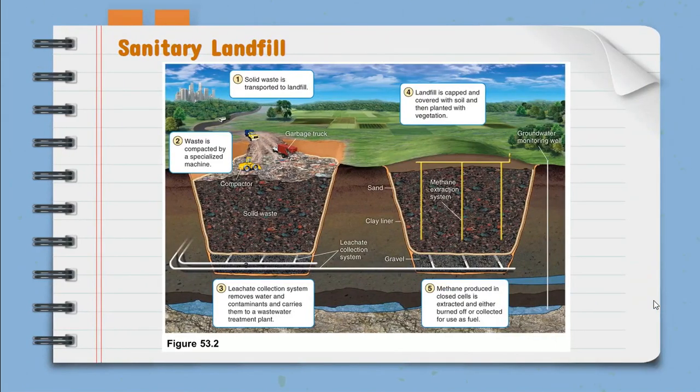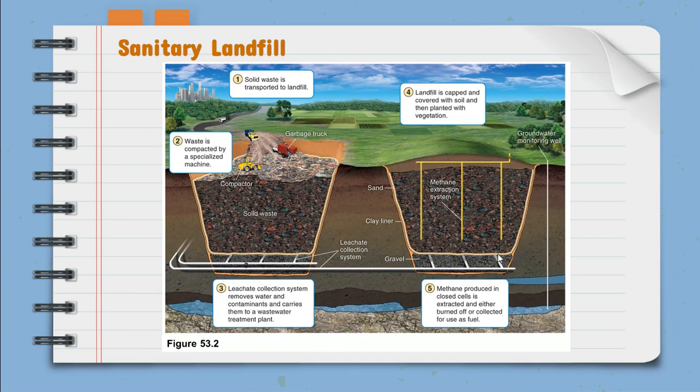So what does that look like? Well, we might find, right, that solid waste is going to be transported to a landfill. That waste is going to be compacted, usually by a specialized form of machine. Remember, we said before they're going to have a system of tubes and pipes that are going to collect any leachate. And notice that those systems of tubes and pipes come prior to whatever groundwater is trapped underneath the rock of the sanitary landfill. Here is our clay liner.